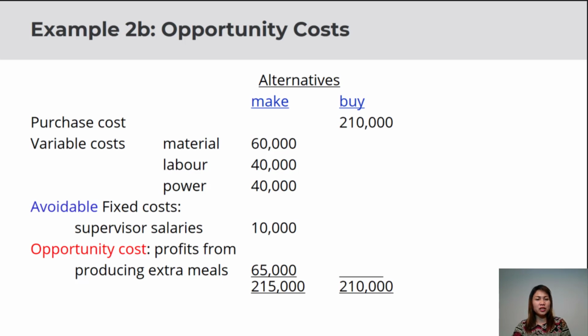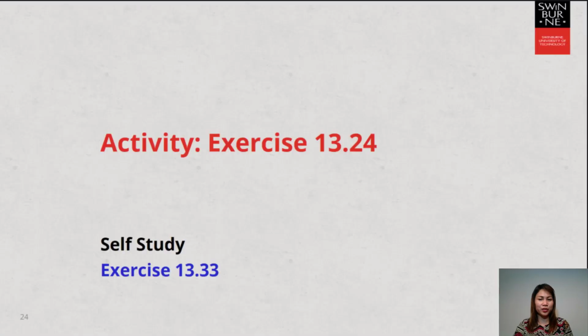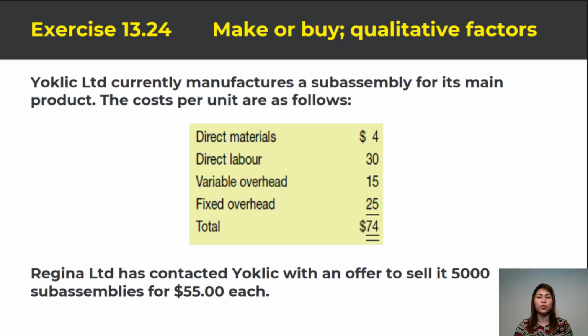Now, the total cost for them to keep making the dessert in-house will be 215,000. The cost for them to purchase from a Melbourne bakery is 210,000. So it is a $5,000 saving if they decide to buy dessert from a Melbourne bakery. Now let's have a look at the exercise from your textbook.